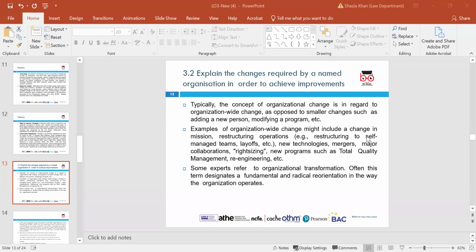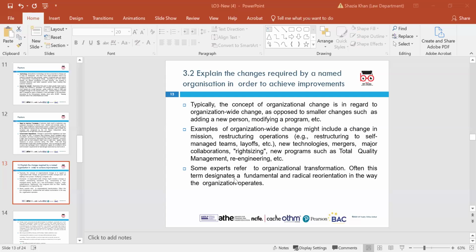Examples of organizational change may include a change in mission, which I mentioned, restructuring of the organization, and any new technology that needs to be implemented. That is a big element of it as well. Also any total quality management that needs to be implemented, or new managers taking over.